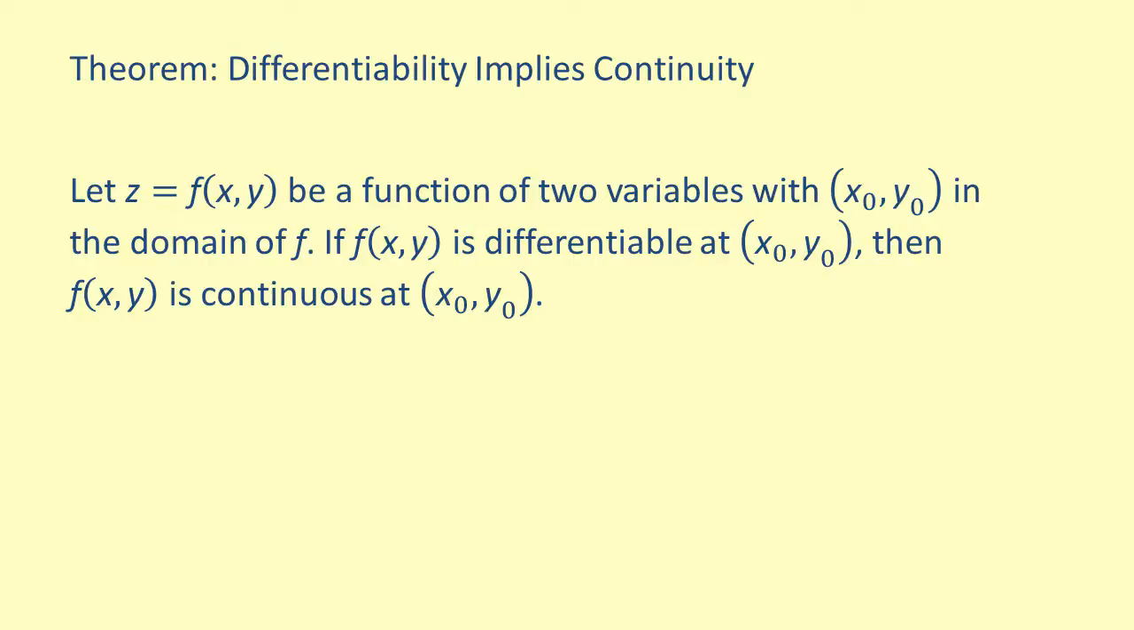Let's look at a theorem that relates differentiability and continuity. If a function f of x, y is differentiable at a point x0, y0 in its domain, then the function is continuous at x0, y0. We have seen this result before with functions of a single variable. And just like with those functions, this implication only goes one way. Just because a function is continuous at a point doesn't mean that it is differentiable at that point.